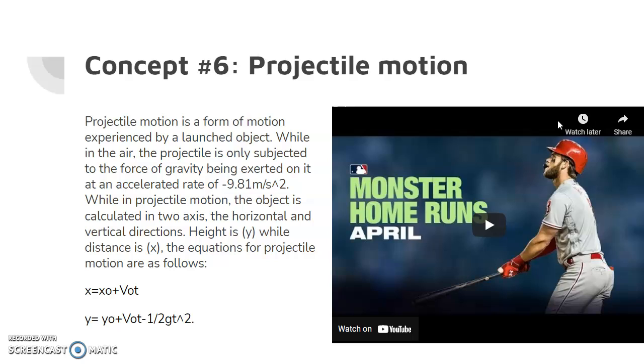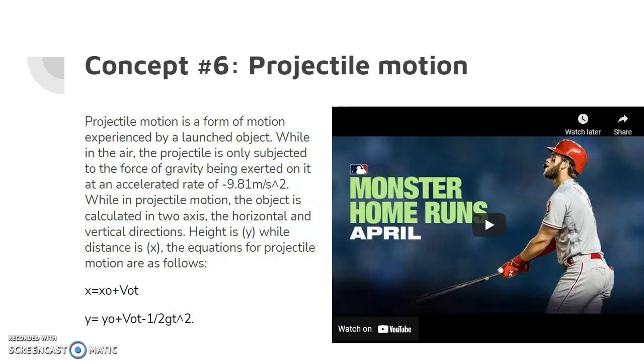So the last concept is projectile motion. Projectile motion is a form of motion experienced by a launched object. While in the air, the projectile is only subjected to the force of gravity being exerted on it at an accelerated rate of negative 9.81 meters per second squared, as discussed in Concept 1. While in projectile motion, the object is calculated in two axes, the horizontal and the vertical directions. Height is y, while distance is x. The equations for projectile motion are as follows.